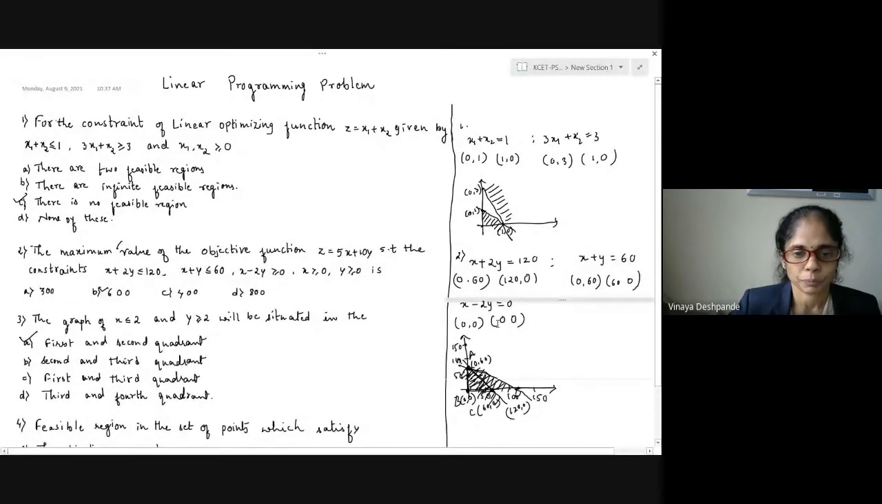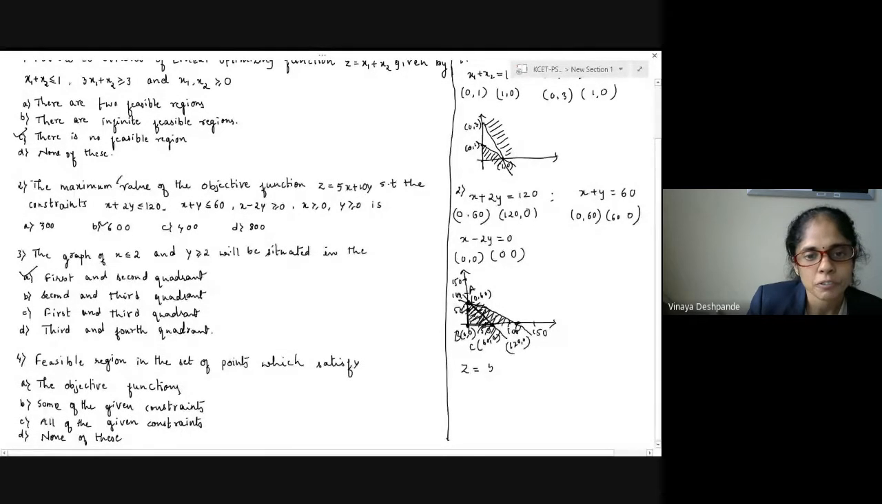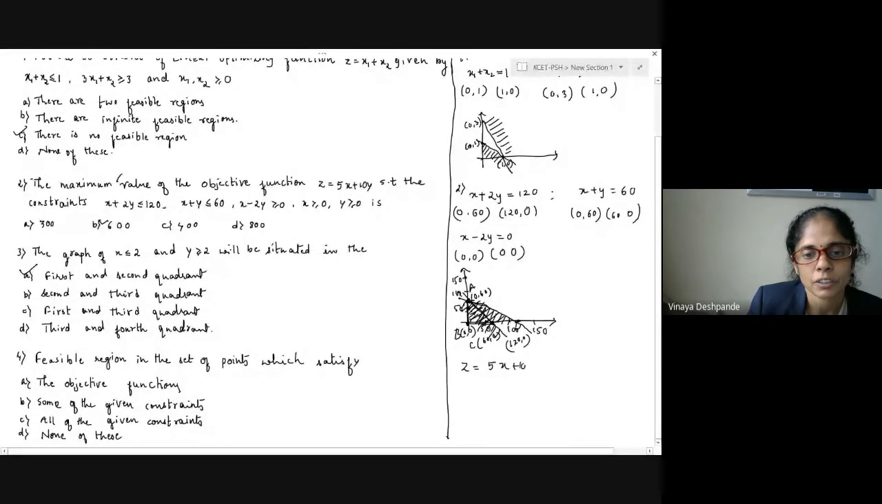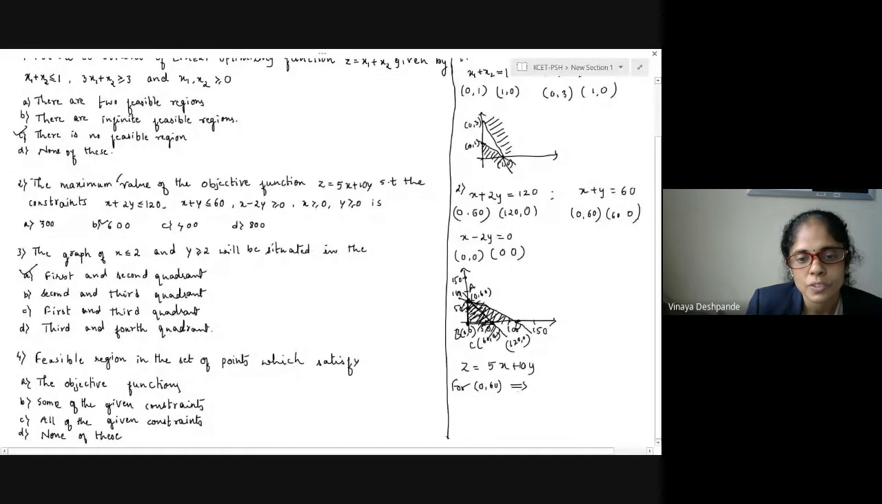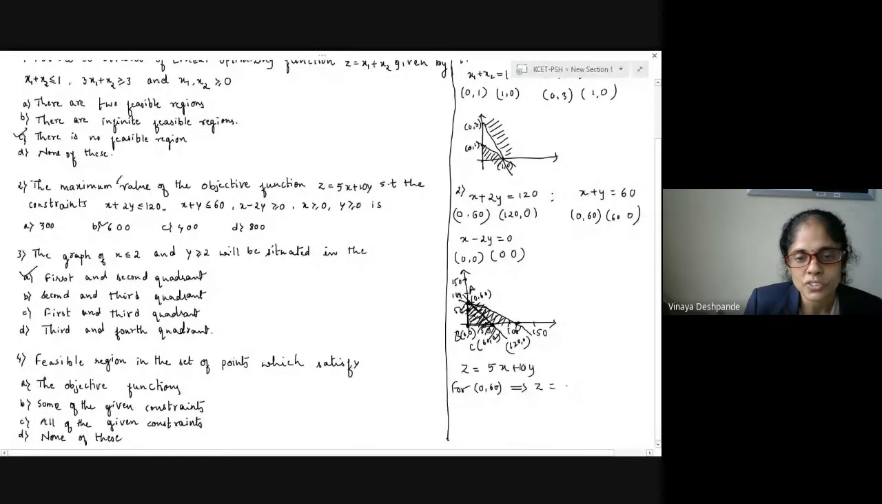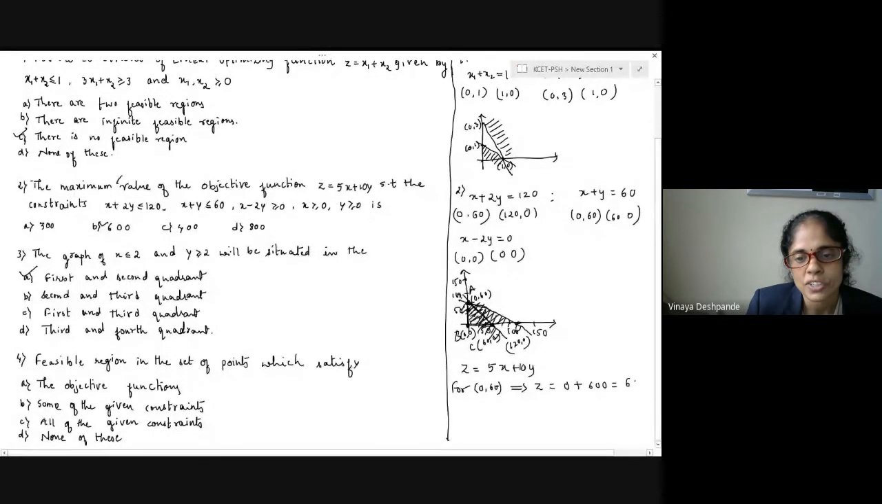Now, let us check which point gives us maximum Z. So, what is Z? This is 5x plus 10y. So, 0, 0, obviously it will not give us maximum solution. One point is 0, 60. Other point is 60, 0. We will substitute these to check whether we get maximum Z. Put x is 0, and put y 60. So how much we get? 600. So Z is 600 here.